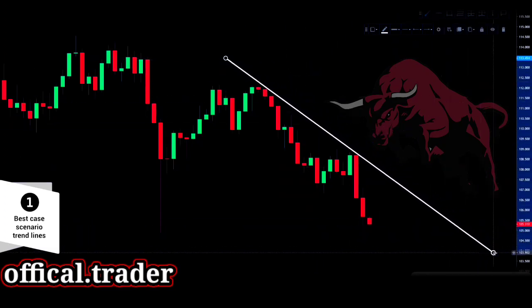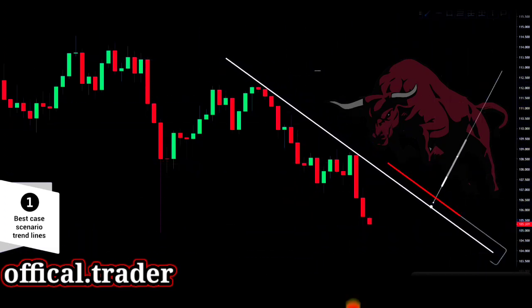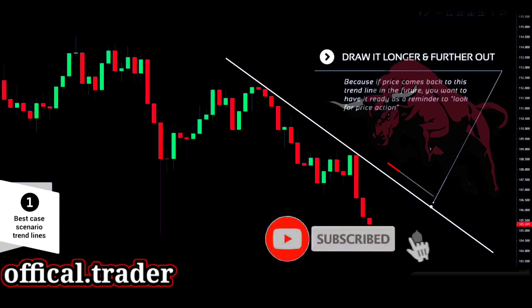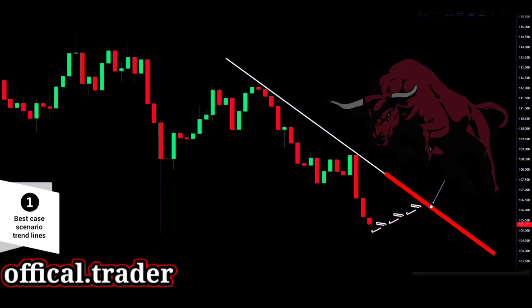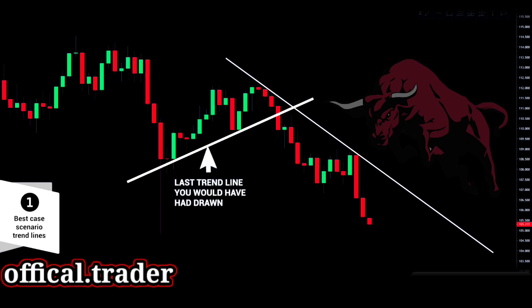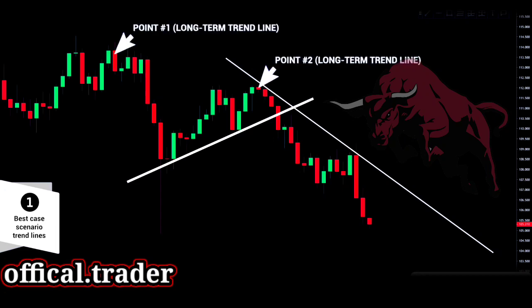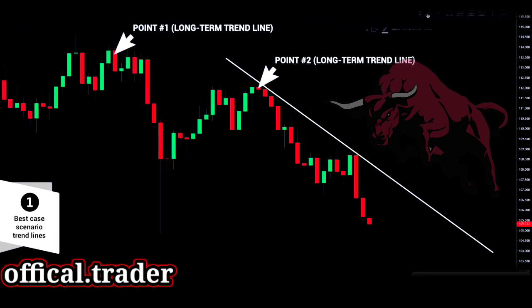Also, make sure when you draw your trend line to have it extended further down. Because if price makes it back up to this trend line in the future, you want to have it ready there as a reminder to look. So here was your last trend line that would have been drawn before price broke the trend line. Now if you want, you can also draw this longer term trend line along these higher points like this.